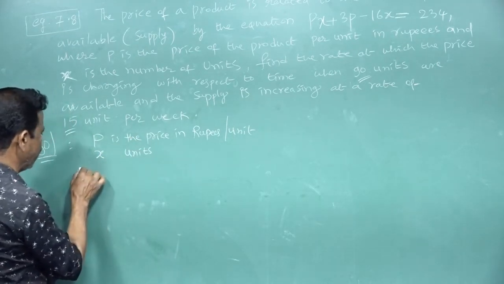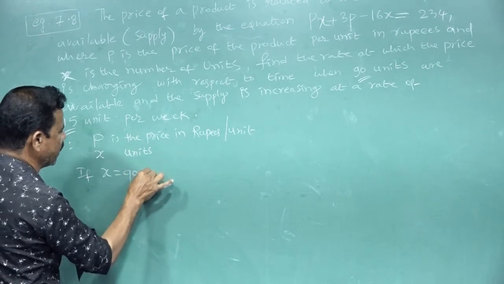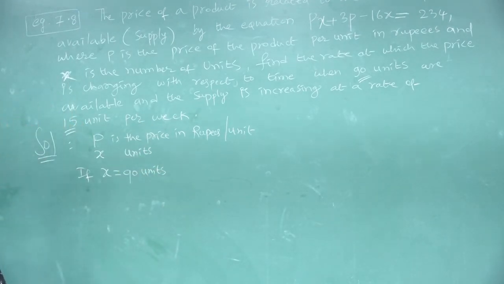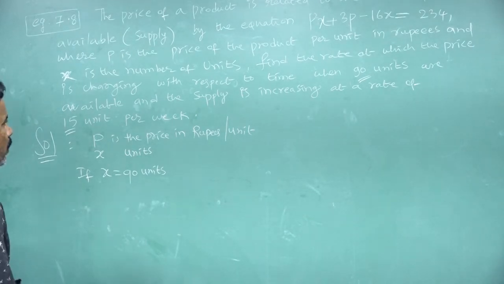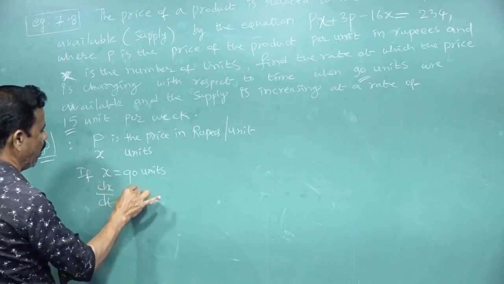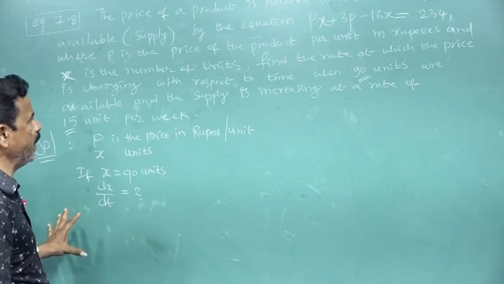So here, if x is equal to 90 units, what is the rate of change per week? So dx/dt, how much? This is the question. We find dx/dt.